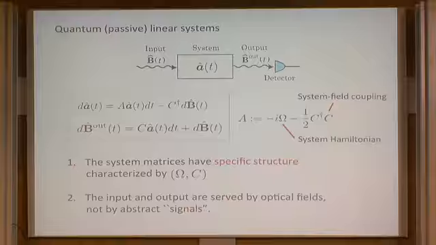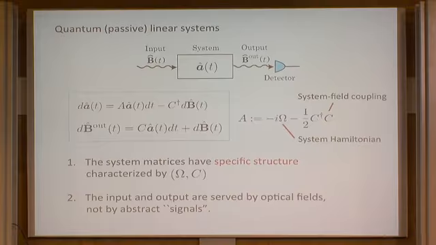And in the Markovian approximation, the Langevin equation is available, and this is the resulting equation. A dot equals minus A times A, plus the input. This is an input and this is an output. This is a system variable. The A matrix is specified by this, has a specific form like this: minus i omega minus half C dagger C. This omega corresponds to the system Hamiltonian. This is a Hamiltonian operator. And C is a complex matrix corresponding to the system-field coupling.